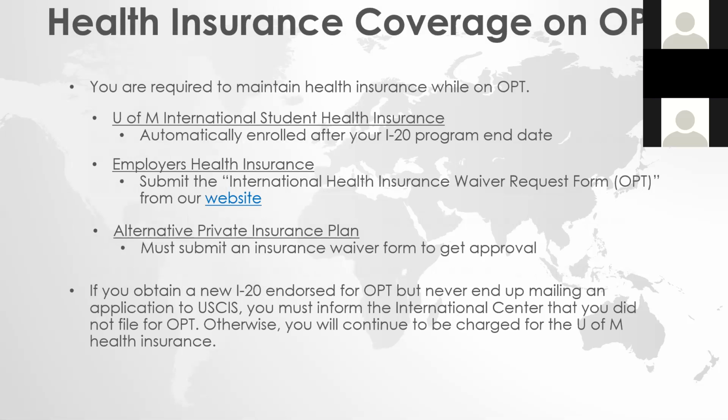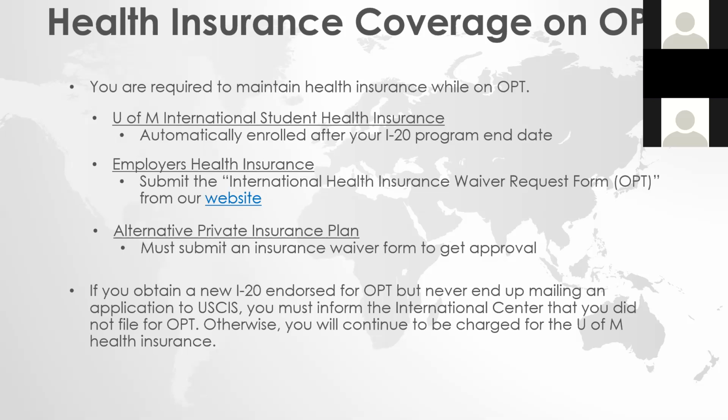Let's briefly talk about health insurance coverage on OPT. As you all know right now, you are all required to have health insurance while on active F1 status. This is going to continue while you're on OPT. So there are a couple of options for you moving forward. You can continue to use the U of M International Student Health Insurance policy that you're currently on. The good news is it automatically enrolls. Once you apply for your OPT I-20, your insurance will automatically extend to your new end date at the end of your I-20. So that's the good news. You don't need to do anything. You will automatically be enrolled in that.